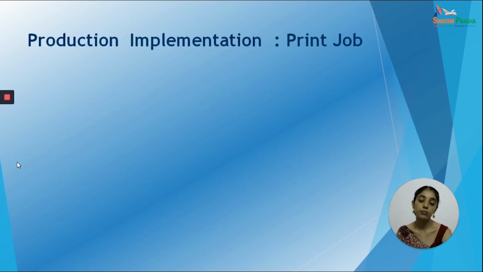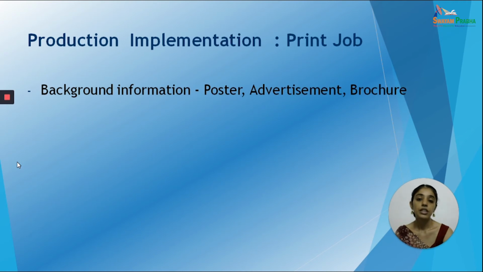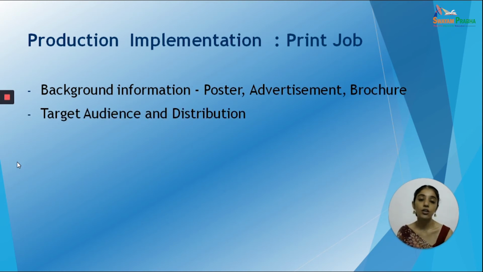Let's begin with production implementation in the case of print media. First thing that we need is background information. When you are going to implement a creative idea, you need to know what final product you are implementing it for. Whether you are going to make a poster out of it, whether you are going to make an advertisement out of it, or whether you are going to make a brochure out of it. So print can have various channels, various media. We need to be clear about what is the final shape that our advertisement will take. Next is target audience and distribution. Who are you going to distribute this media to? What's going to be your mode of distribution?